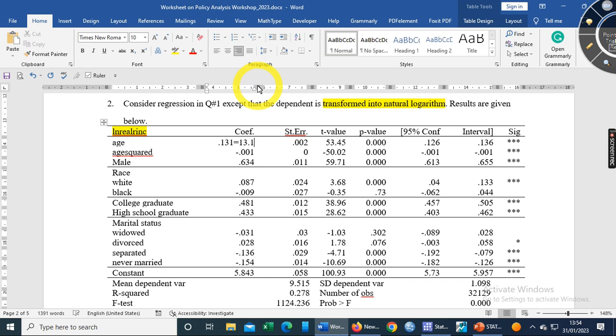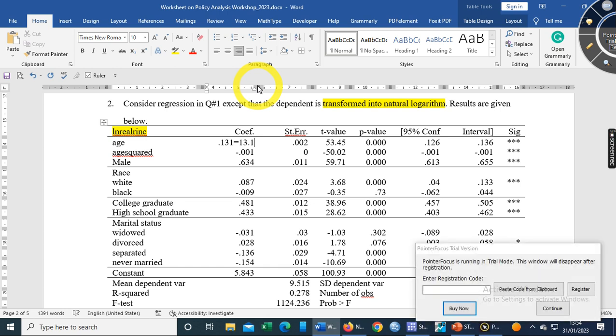What does this mean? As age increases by 1 year, the individual's income increases by 13.1% on average, keeping other things constant.